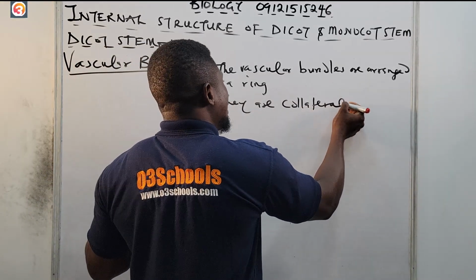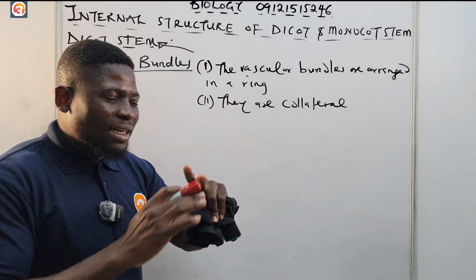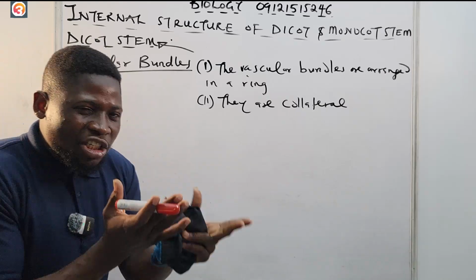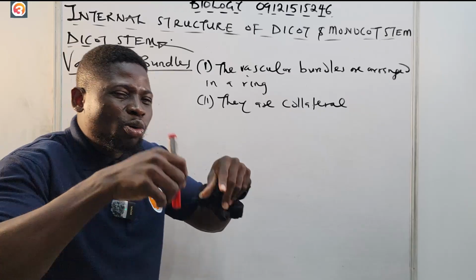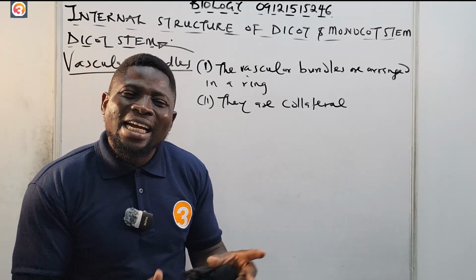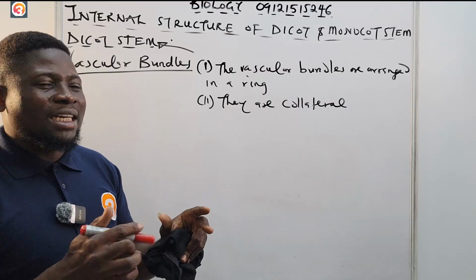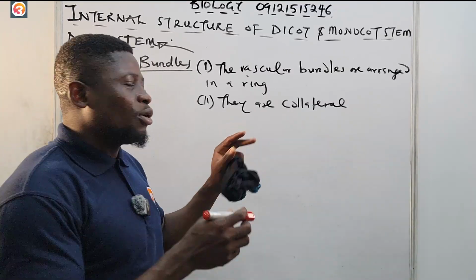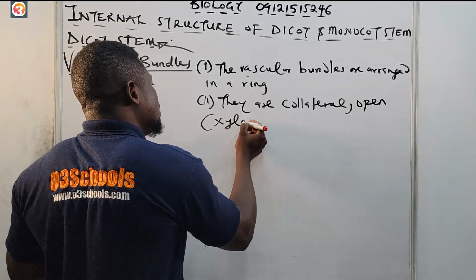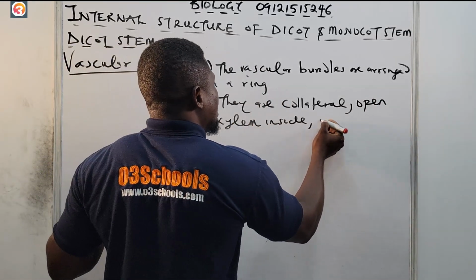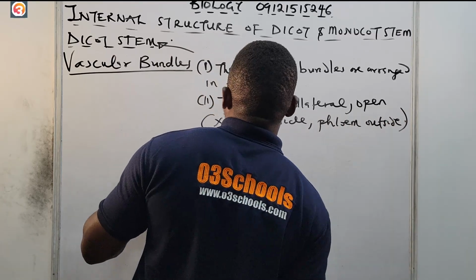They are collateral. By collateral, we mean they are placed side by side. Collateral vascular bundles are a type of arrangement whereby the vascular bundles are placed side by side, on the same radii, not on alternate radii like we saw for the dicot root. They are open, with the xylem inside and the phloem outside. Please take note of this.